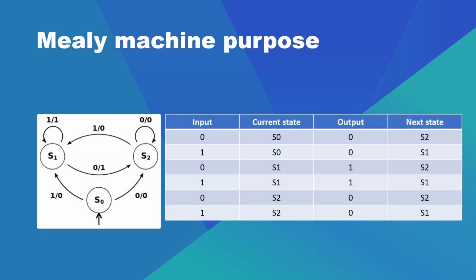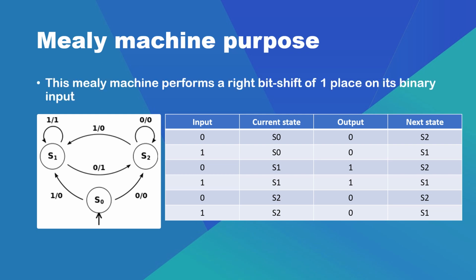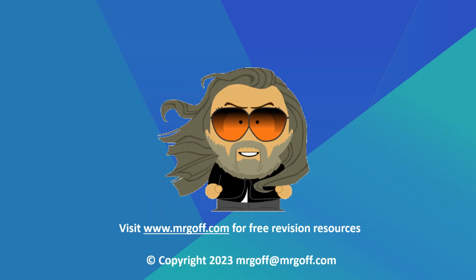Have you worked out the purpose of this particular Mealy machine while we were going through the examples? In fact, this Mealy machine performs a right bit shift of one place on its binary input. That brings us to the end of this video on Mealy machines.